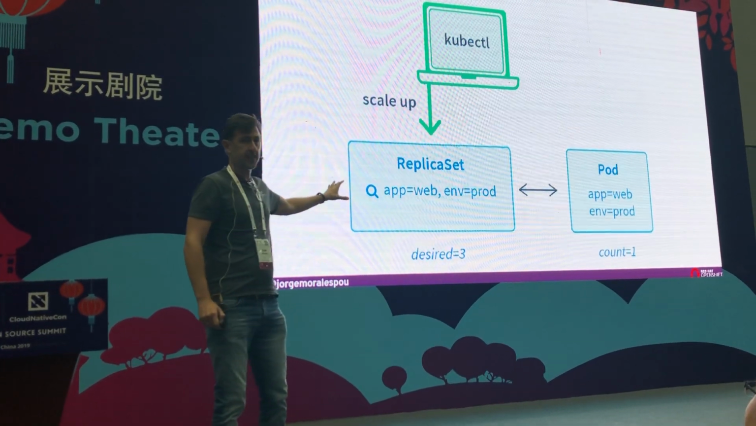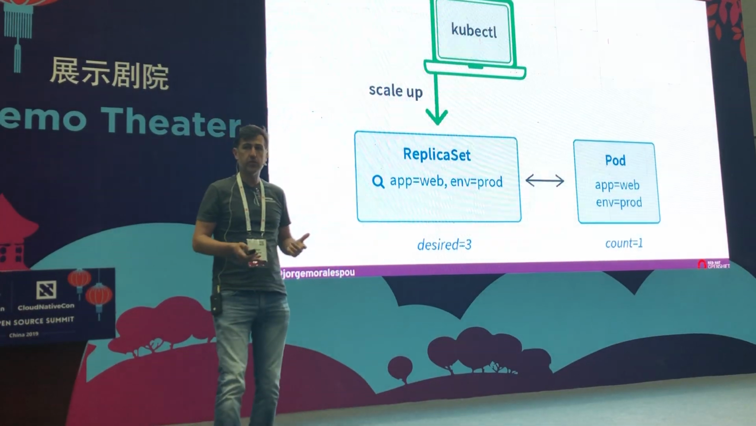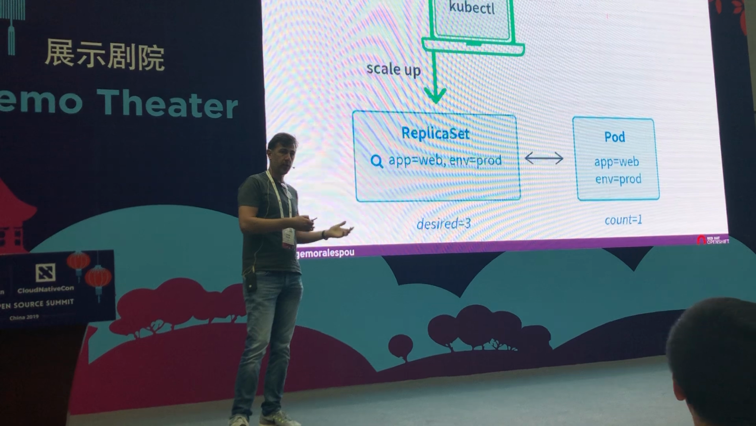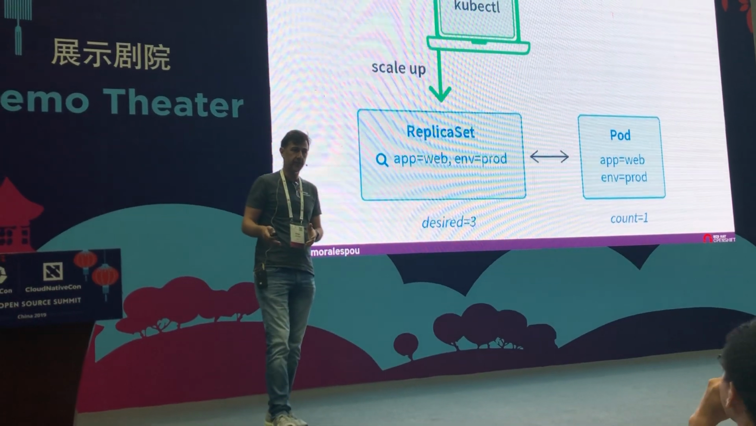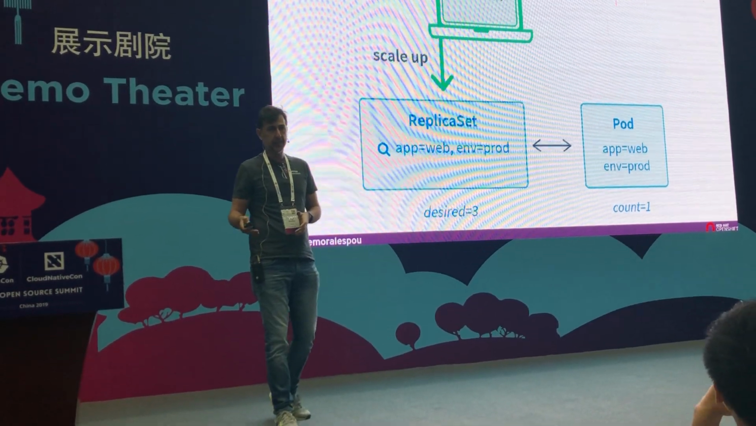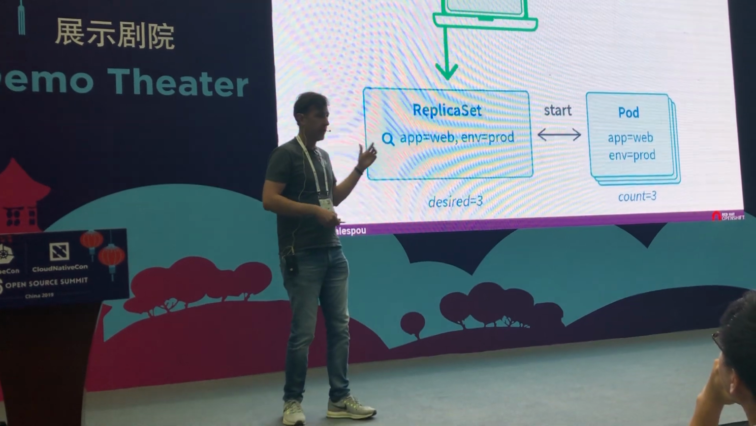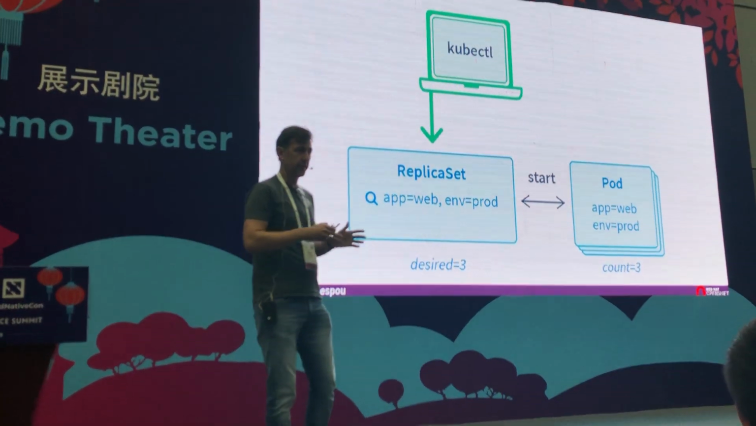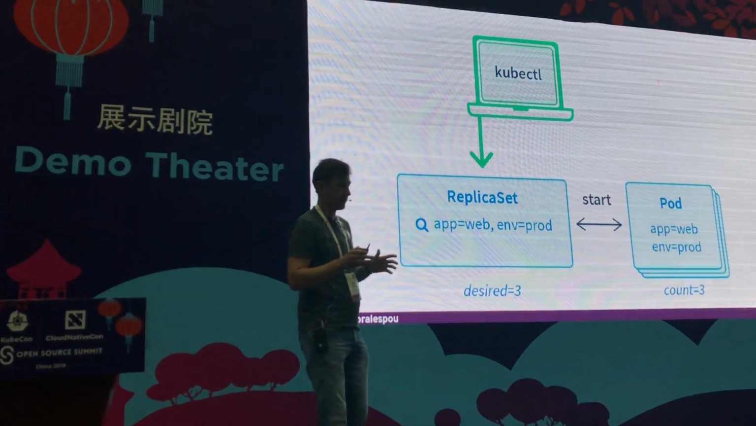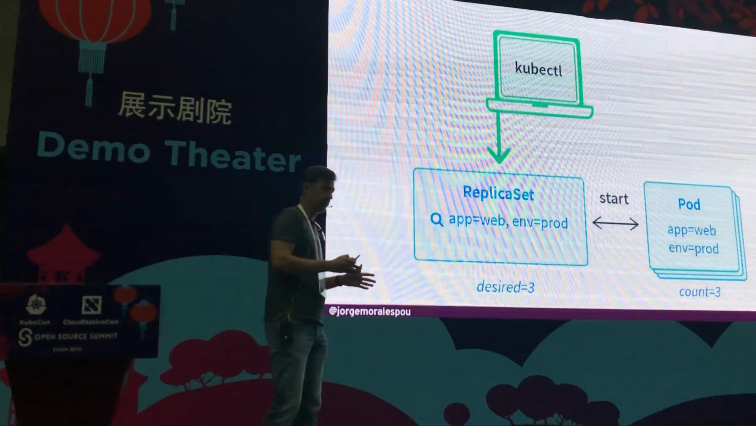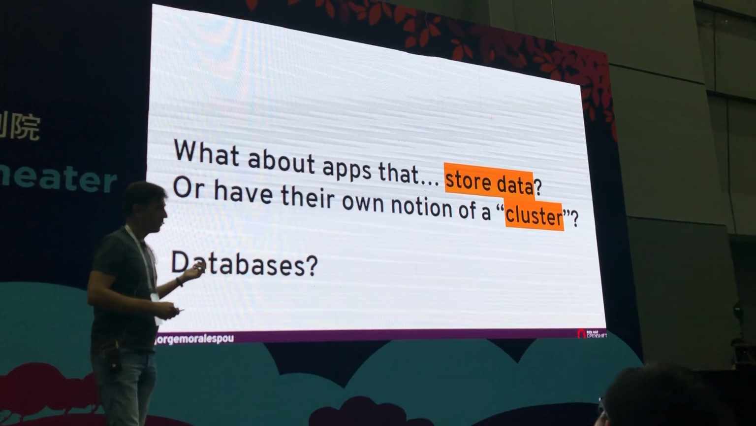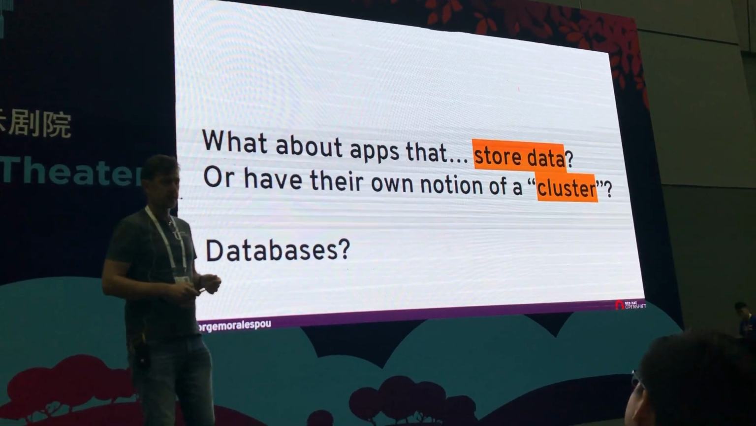Kubernetes is a declarative platform. It will look into what is the desired state of your application. It will look into what is the actual state of the application in the cluster, and if it doesn't match, it will reconcile it and make it happen. So it will make sure that the state on the cluster looks as you are expecting it to be. But what about stateful applications?